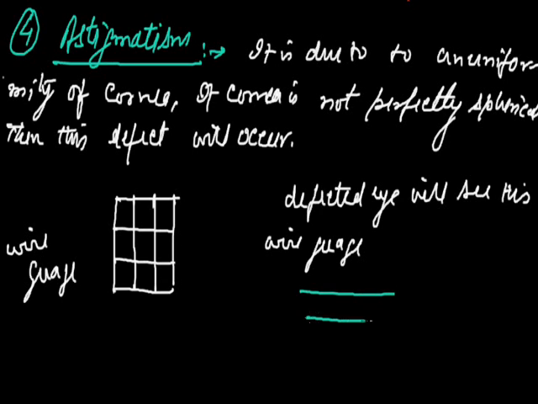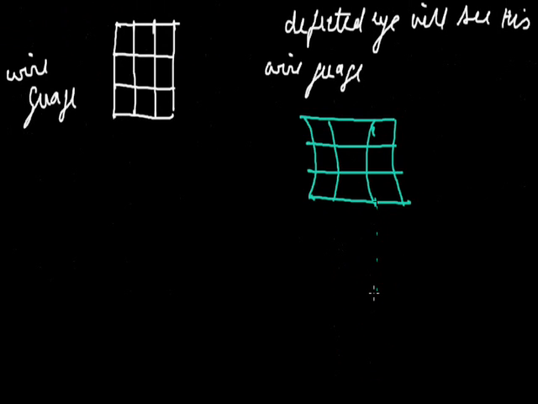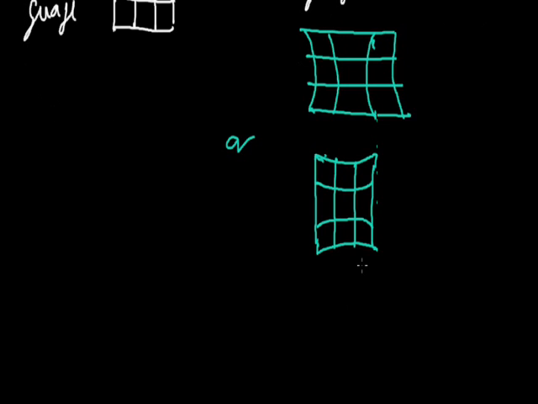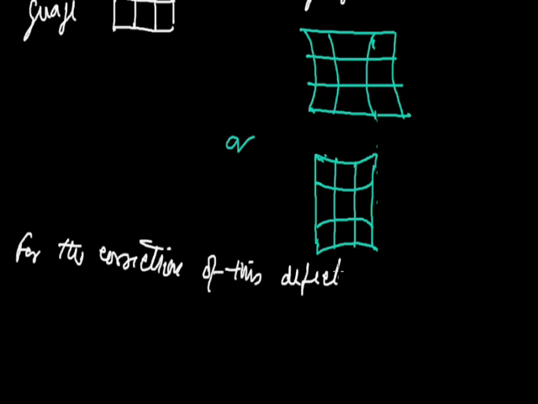If these are the vertical lines, it can see them clearly, and the horizontal lines will be curved. Or it may be possible that it can see the horizontal lines clearly and the vertical lines will be curved. For correction of this defect, cylindrical lenses are used.